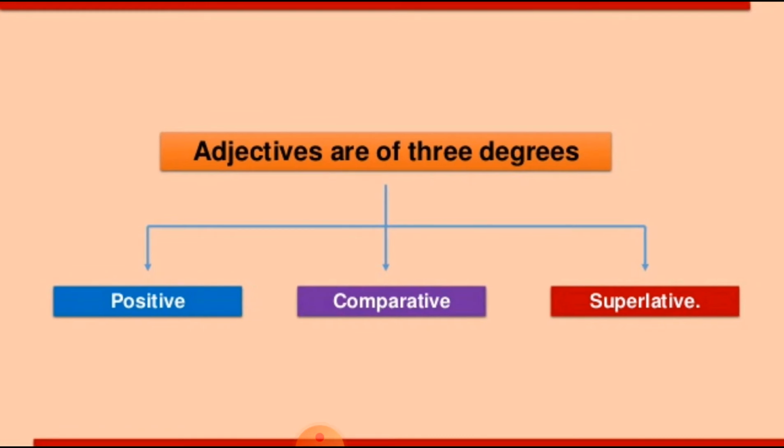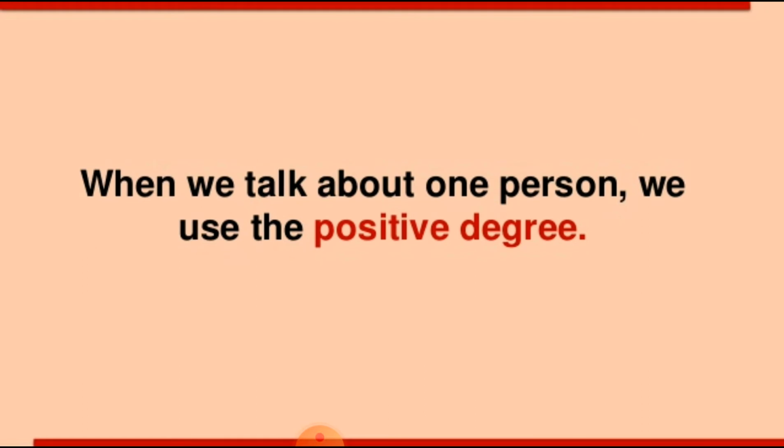Adjectives are of 3 degrees. First positive, second comparative, and the third one is superlative. When we talk about one person, we use the positive degree. We use the positive degree when we are talking about a single person or a thing.